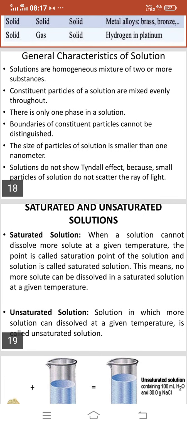Now you can divide solution into two parts. One is saturated and another one is unsaturated solutions. So what is a saturated solution? When a solution cannot dissolve more solute at a given temperature, the point is called saturation point of the solution, and the solution is called saturated solution. This means no more solute can be dissolved in a saturated solution at a given temperature.